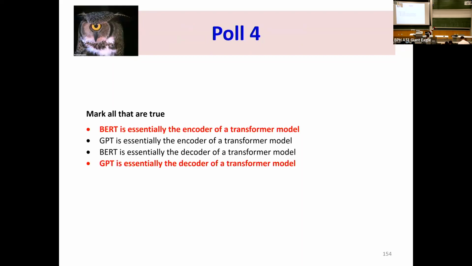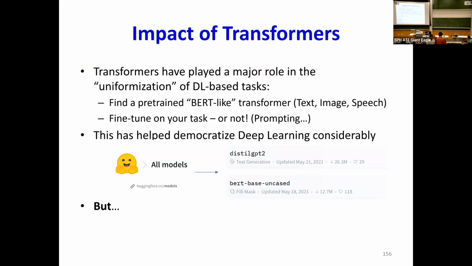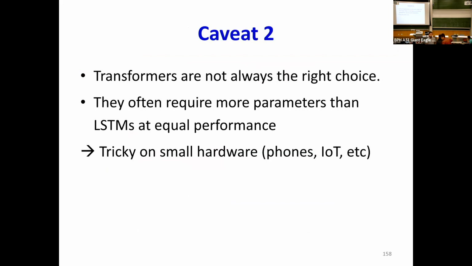A and D, right? BERT is the encoder of the transformer model, and GPT is the decoder. And there's been work on vision transformers. You can chop up input images into little blocks and apply the transformer model there. Lots more stuff. I'll stop here.